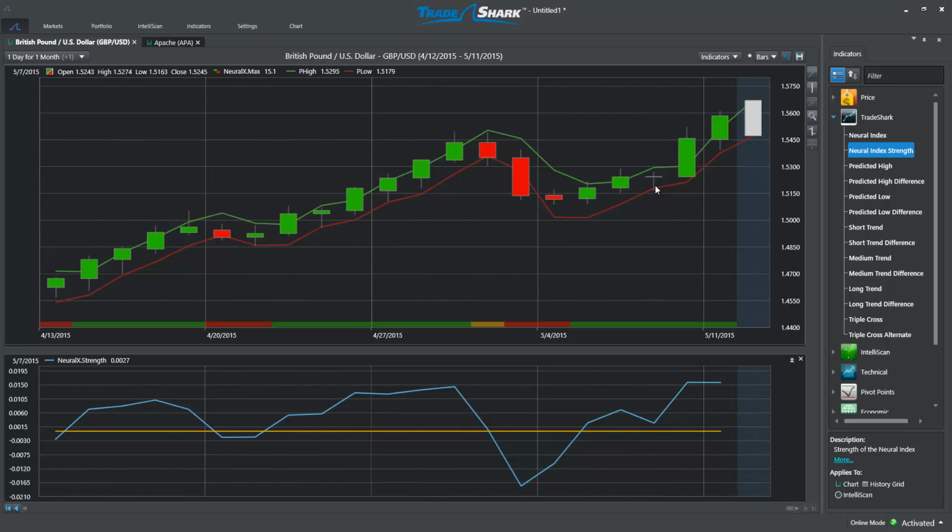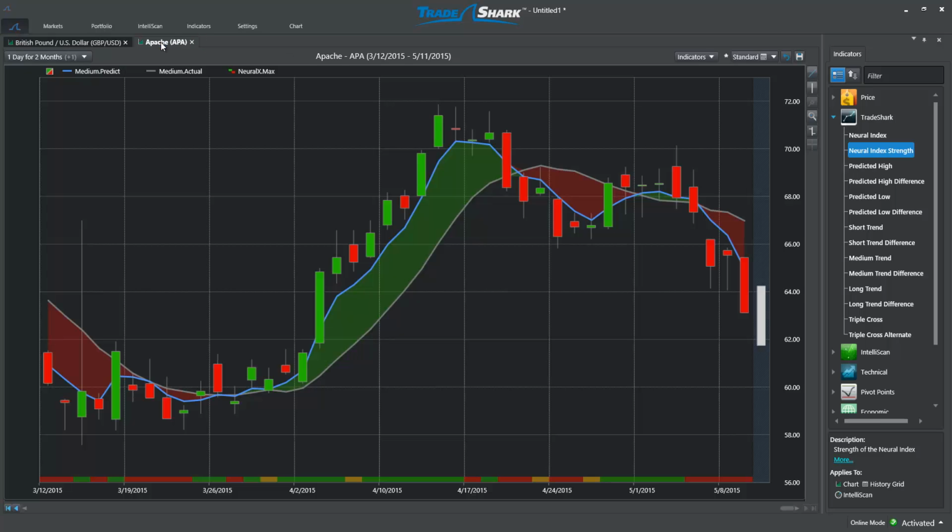In addition to being a great short-term trading tool, traders can utilize the Neural Index to confirm and manage longer-term trade ideas. If TradeShark's predicted moving averages forecast a trend change, traders can look towards the Neural Index for short-term confirmation. Additionally, they can use the 2-day prediction to manage the trade more effectively, adding to positions when the Neural Index is positive or taking away from positions when short-term weakness is forecasted.